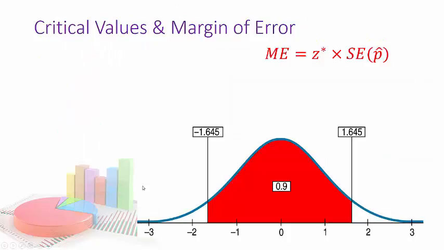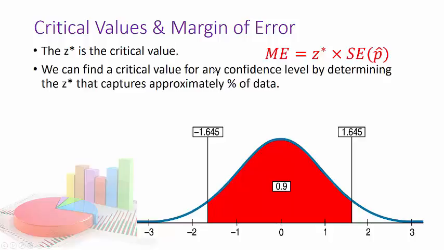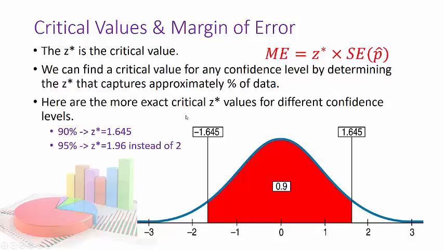Let's take a look at critical values and margin of error. How are we calculating the margin of error? We already said we are going to figure out how many standard deviations or standard errors away from our sample mean or sample proportion we're going to use. This is Z star, which is a lot like a Z score, and it's called the critical value. We can find a critical value for any confidence level by determining the Z star that captures approximately that percent of the data. Here are some more exact critical Z values for different confidence levels.